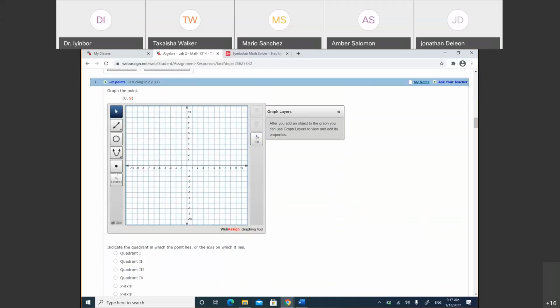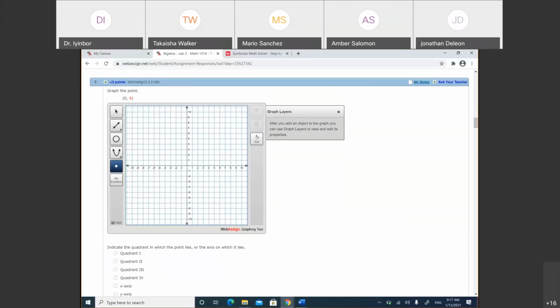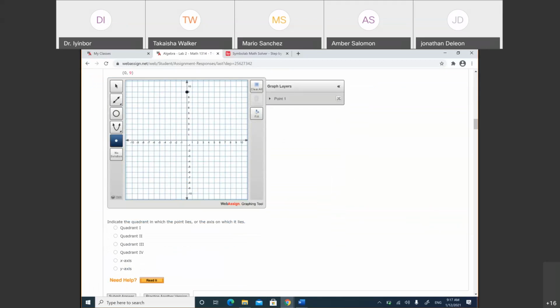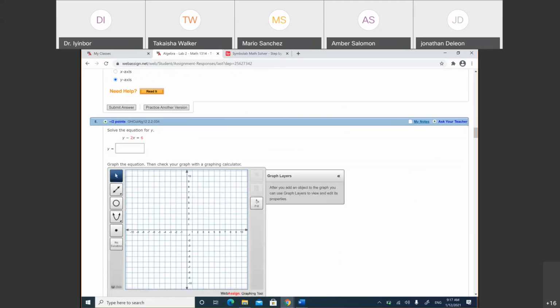You click at the point, and then the coordinates are 0, 9. So 0 for x, so from the 0, 0, you go up and click at 9 on the y-axis. And if you click here at point 1, the coordinates are exactly 0, 9. Okay? And that's how you graph it. Now, this point 0, 9 is not in one of the quadrants, it's on the y-axis. So you're going to click at y-axis. So that's how you graph points.